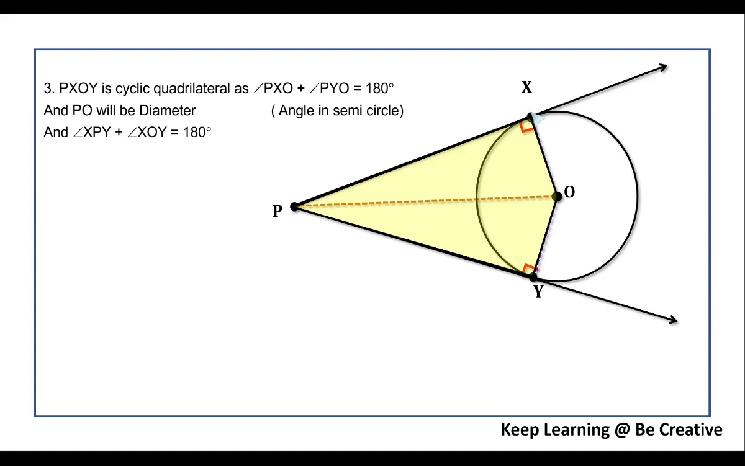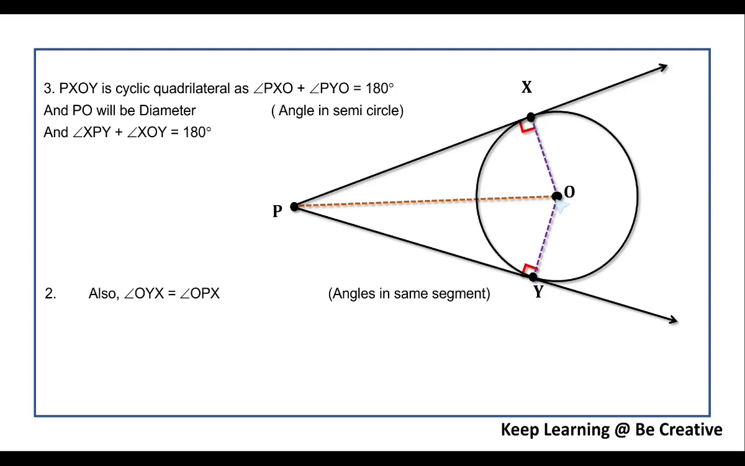Also we can say that angle XPY plus angle XOY is equal to 180 degrees. This type of question is generally asked. You may be given angle XPY and you may be asked angle XOY. So if it is an objective question, you can directly answer, as you can see that angle XOY and angle XPY are supplementary.